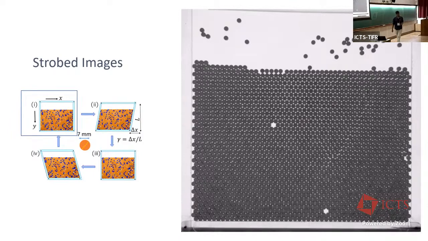So these are granular systems. Remember, getting high quality data statistics from here is very difficult because numbers are small. These are not like Avogadro number of particles, much smaller number of particles.